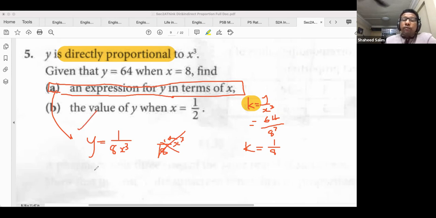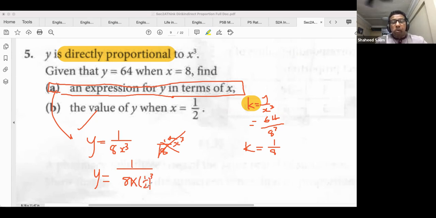Can you find now what is the value of y when x cubed is half? You try now. One.